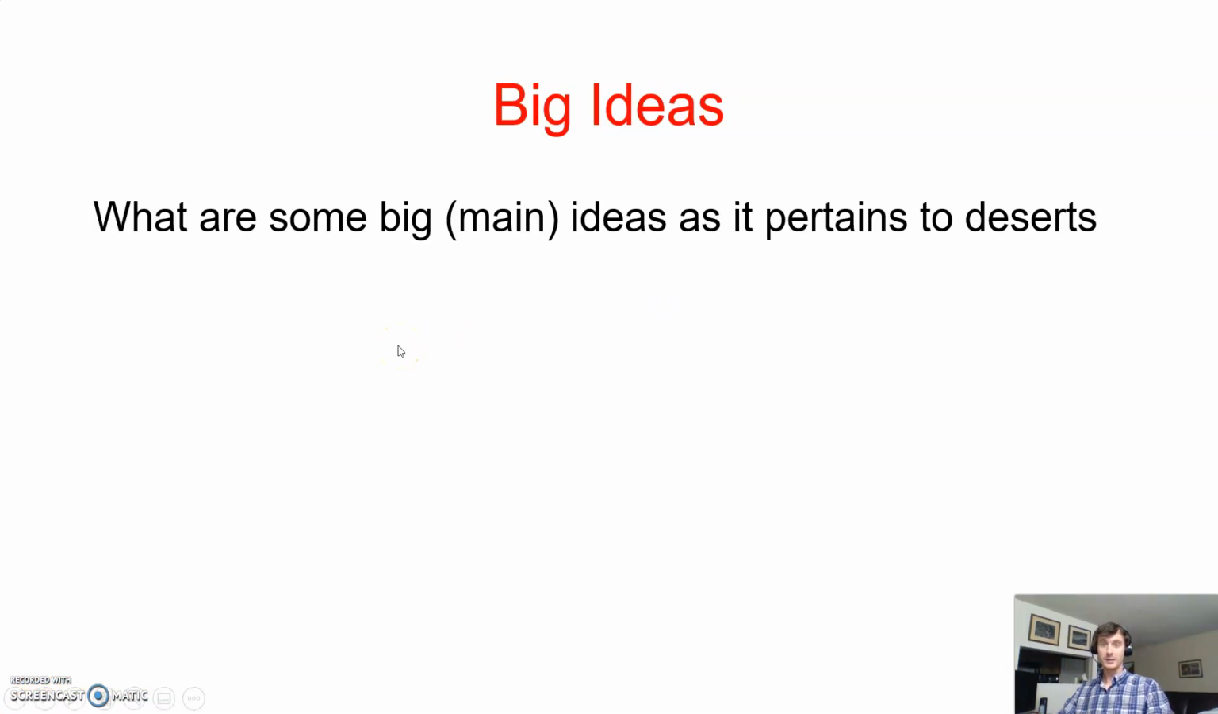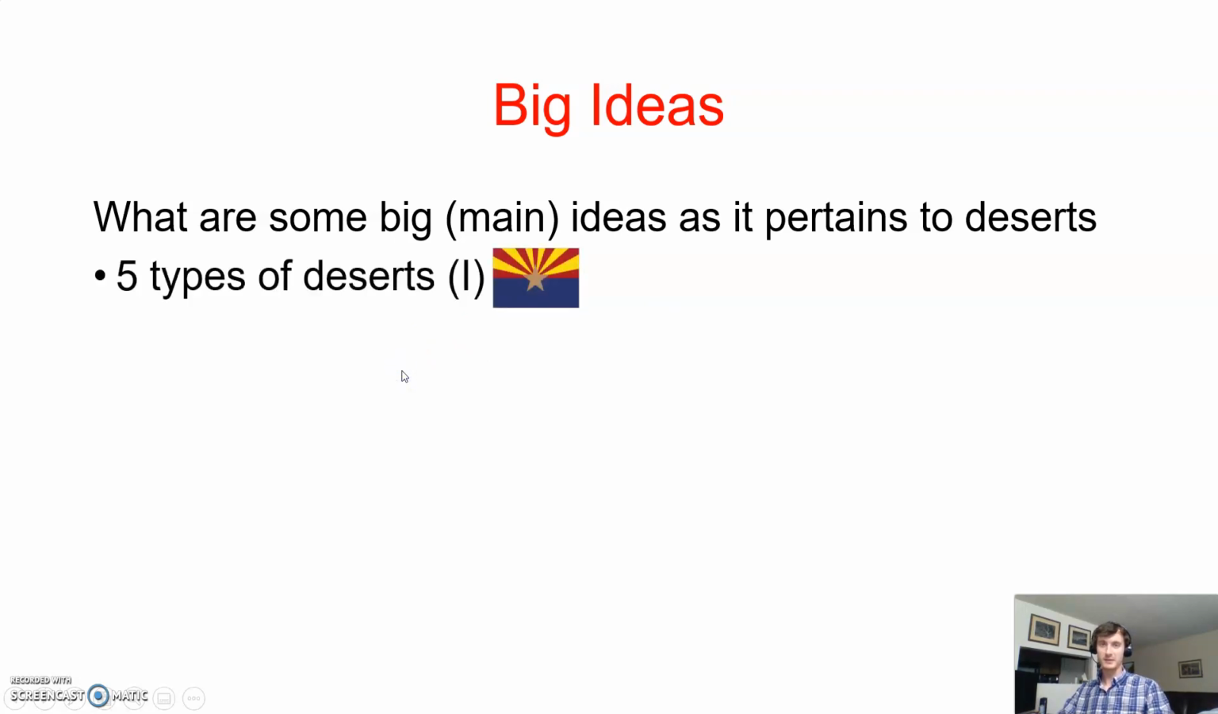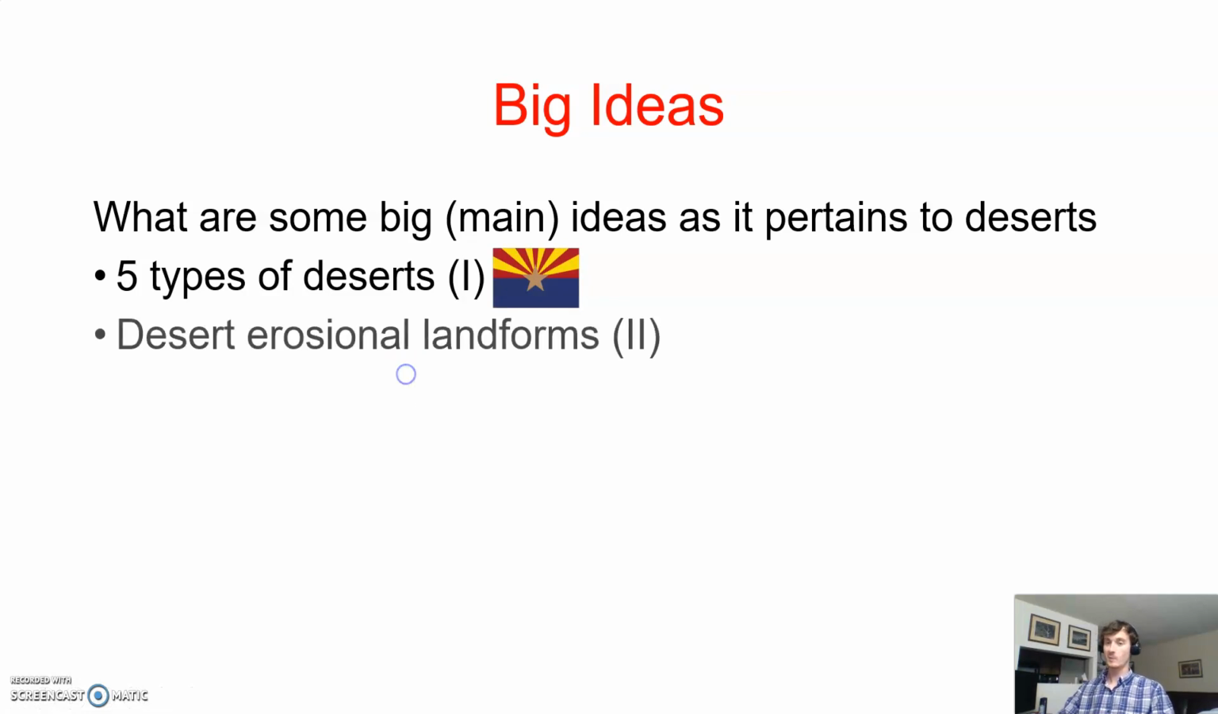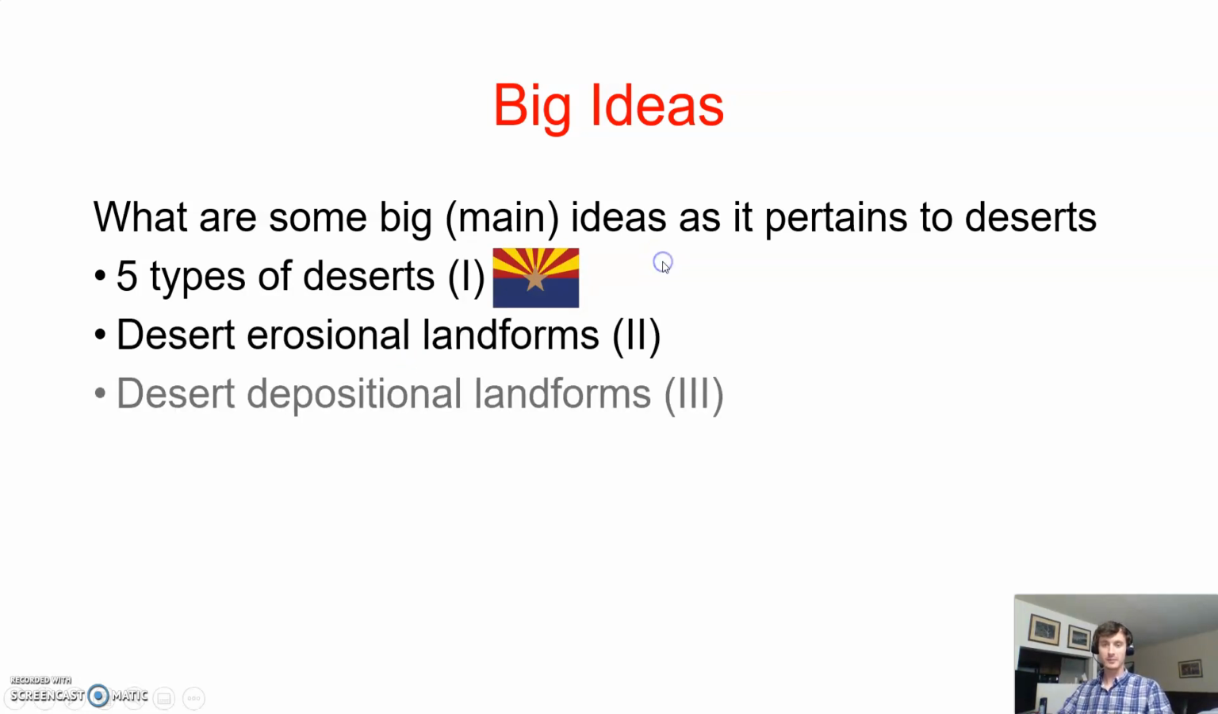So we've come to the end of the end of the end. What are our big ideas for this section? 5 types of deserts, where do they form and why? What are our erosional landforms, and what are our depositional landforms?